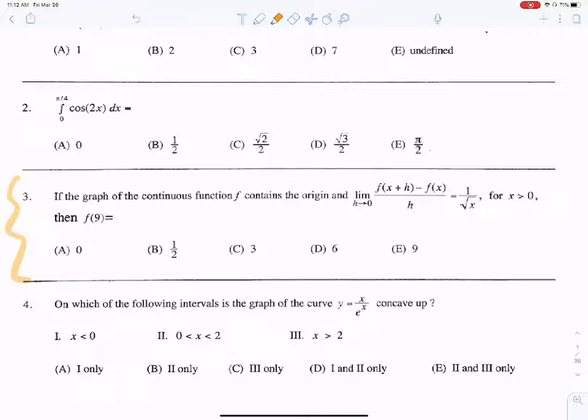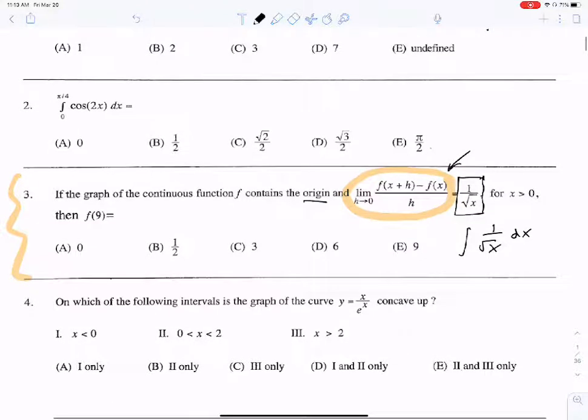If we have the graph of a continuous function that contains the origin, and we have this, then f of 9 equals this. First off, this right here should be tingling your calculus senses, because that's a flashcard. That is actually the definition of a derivative. In other words, we took this function and we did this to it. What did we do? We took the derivative. What does that derivative equal? That. Okay? So we're going to want to integrate this function and recognize that it passes through the origin.